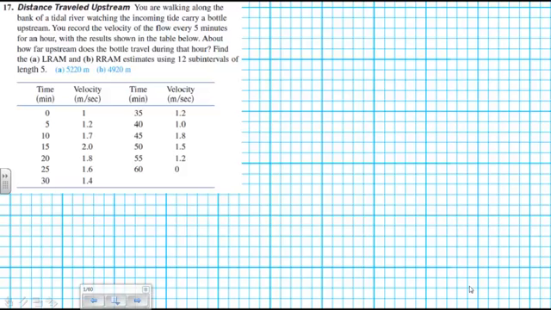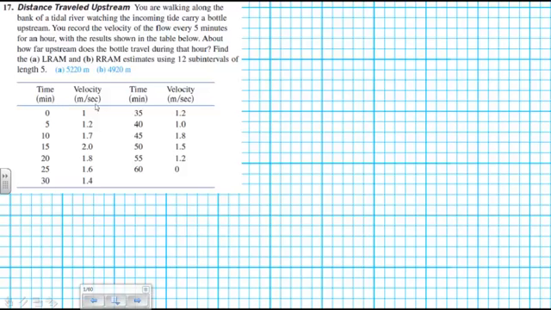All right, here's a recording for problem number 17 from our calculus book. In this problem, we're asked to find out how far this bottle floats down the stream when we're given this velocity information. Couple of things to note here.